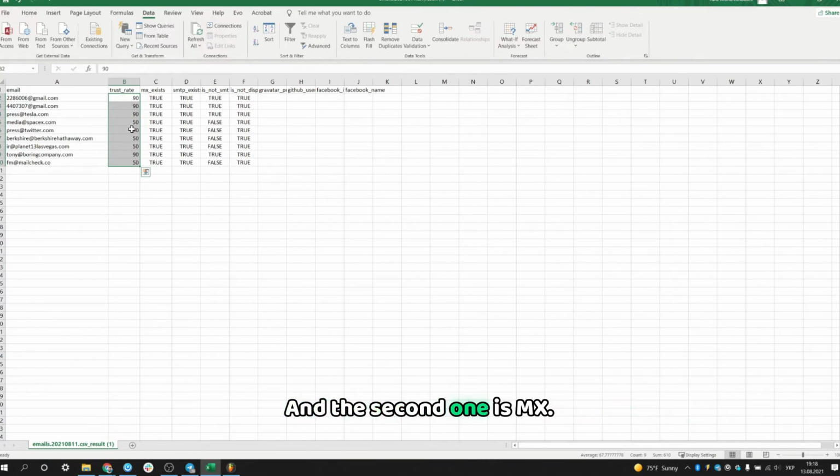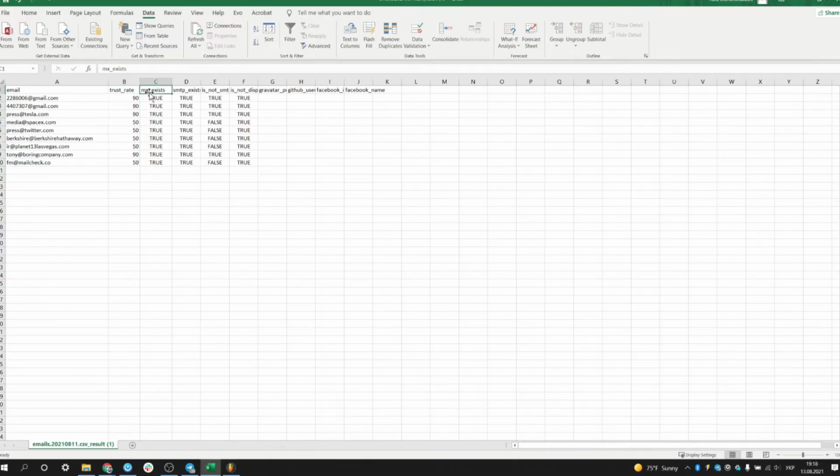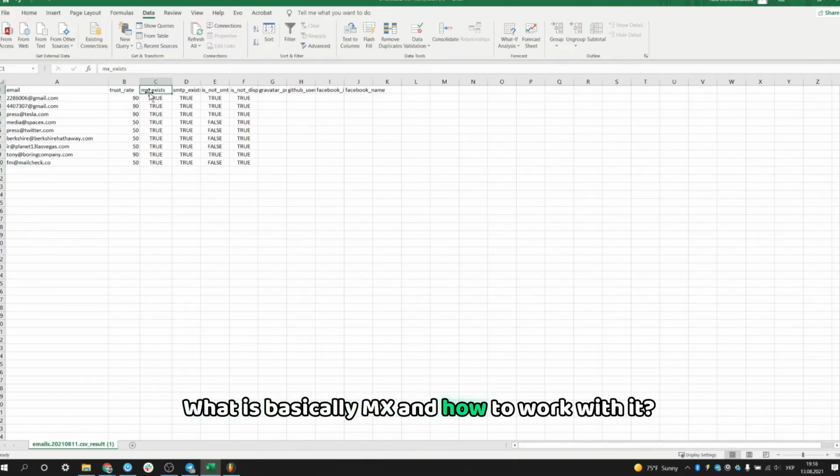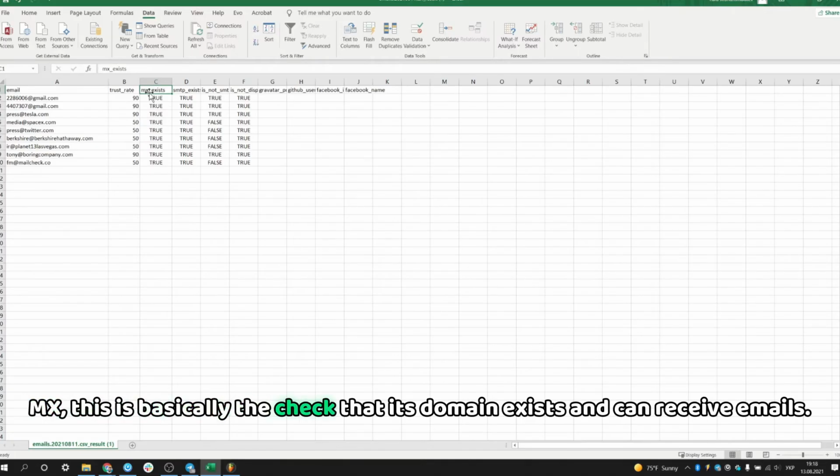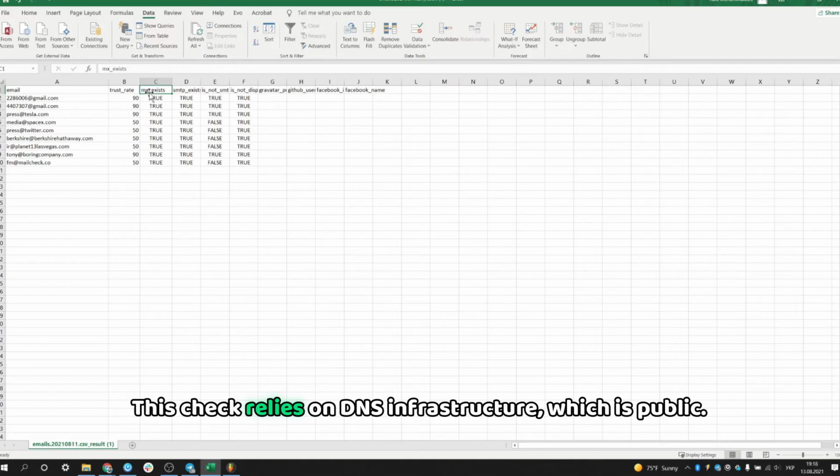And the second one is MX. What is basically MX and how to work with it? MX is basically the check that the domain exists and can receive emails. This check relies on DNS infrastructure, which is public.